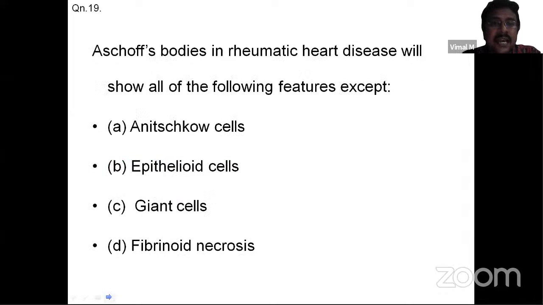And the other question: Aschoff bodies in rheumatic heart disease will show all of the following features except: Aschoff cells, epithelioid cells, giant cells, fibrinoid necrosis. Yes, you will be seeing the Aschoff cells. Yes, you will be seeing the fibrinoid necrosis. And coming to these two options, epithelioid cells and giant cells, you will not see epithelioid cells. Epithelioid histiocytes you will usually see in granulomatous inflammation, in tuberculosis, and that you will not see in rheumatic heart disease. And giant cells, usually you will be seeing in rheumatic heart disease.